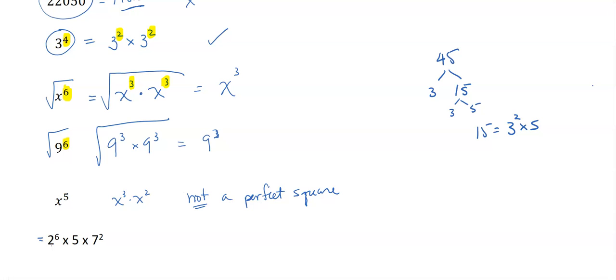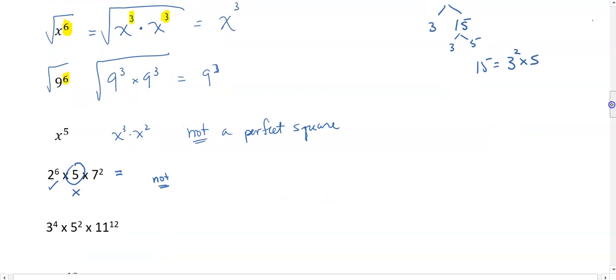Can we use the prime factorization to see if it is a perfect square or not? Well, just like we did above, we look at each factor separately. Can I break 2 to the power of 6 into two groups? Yes. Can I break 5 into two groups? No. Since I can't break 5 into two groups, it is not a perfect square.